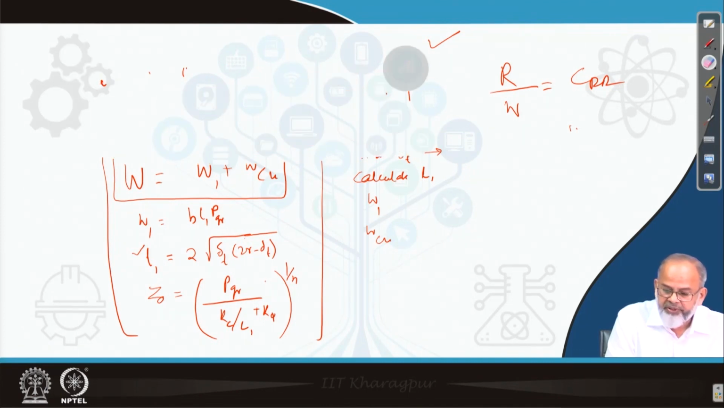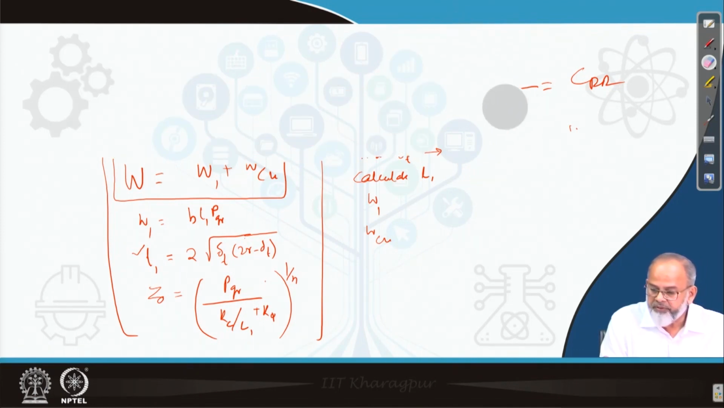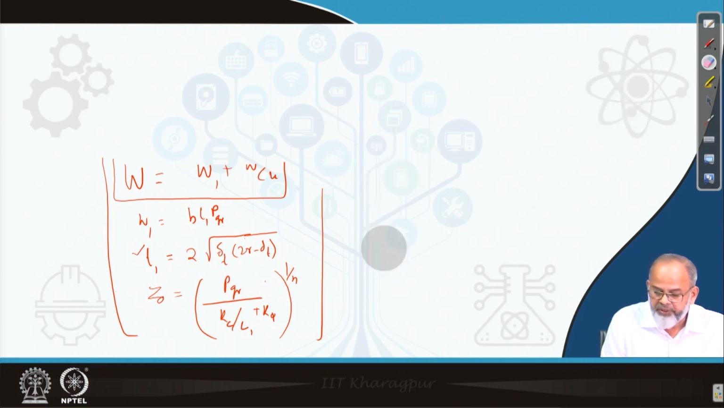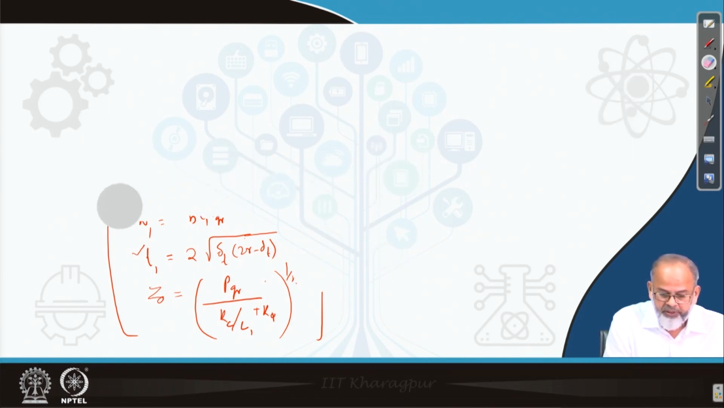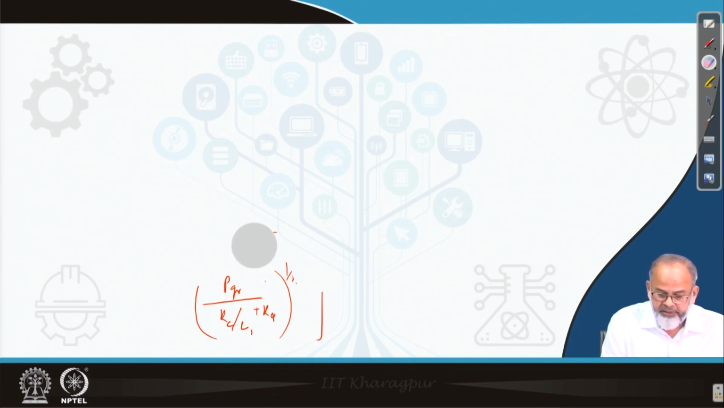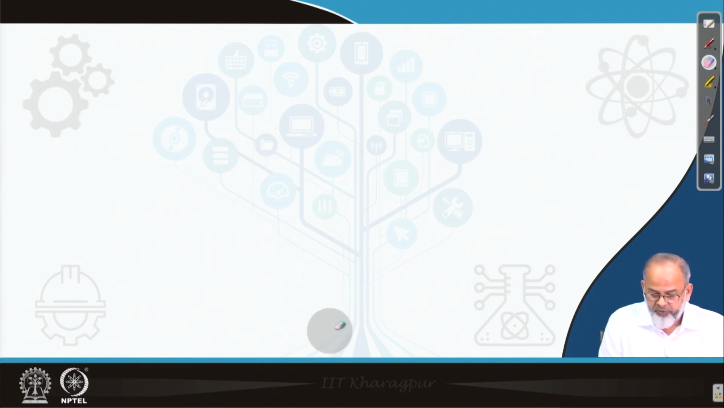So this way you can find out the coefficient of rolling resistance for a pneumatic wheel when it is in rigid mode of operation or when it is in elastic mode of operation.